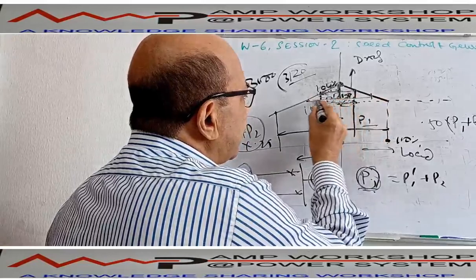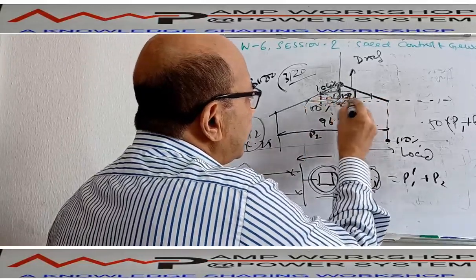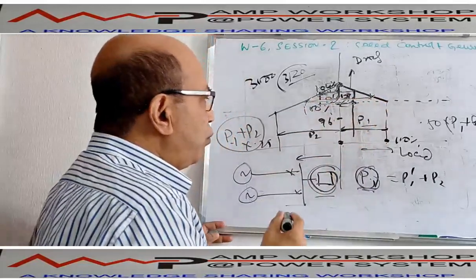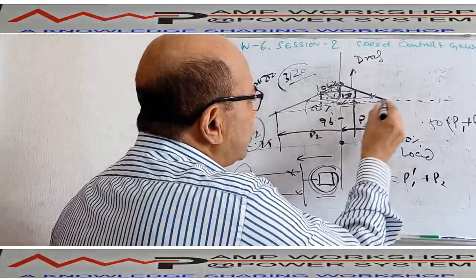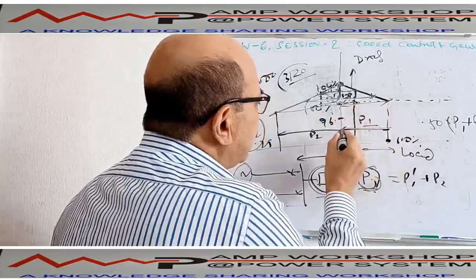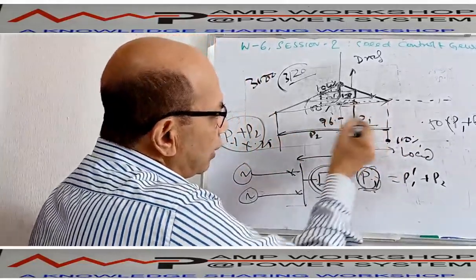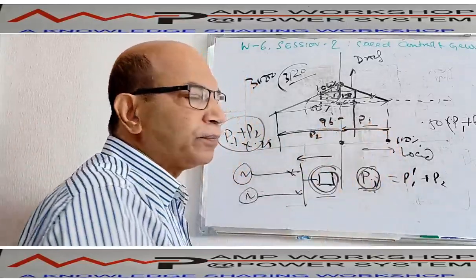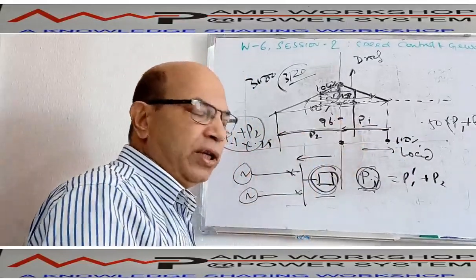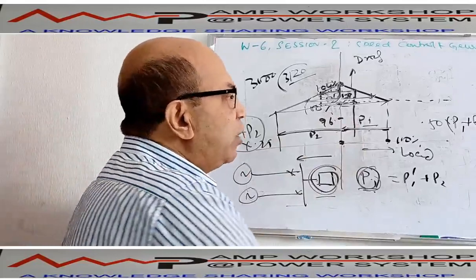So this machine will take this amount of power and this machine will take this amount of power. When you put 100%, then what will happen? It is a 100% line. So this machine will take P1 and this machine will take P2. So though the machines have unequal capacity, they will share the load as per their capability. So this is the advantage of the Droop operation.